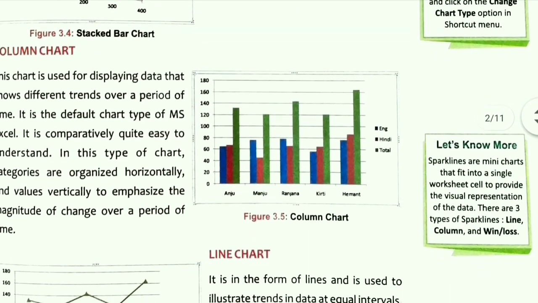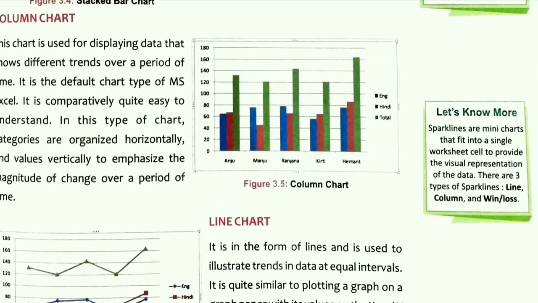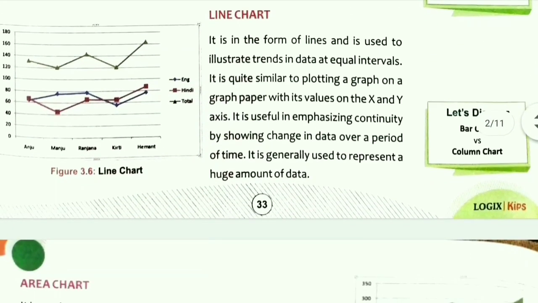The second one is column chart. In figure 3.5, it is given column chart. This chart is used for displaying data that shows different trends over a period of time. It is the default chart type of MS Excel. So you have to learn this point. The default chart type of MS Excel is column chart. It is comparatively quite easy to understand. In this type of chart, categories are organized horizontally and values vertically to emphasize the magnitude of change over a period of time.